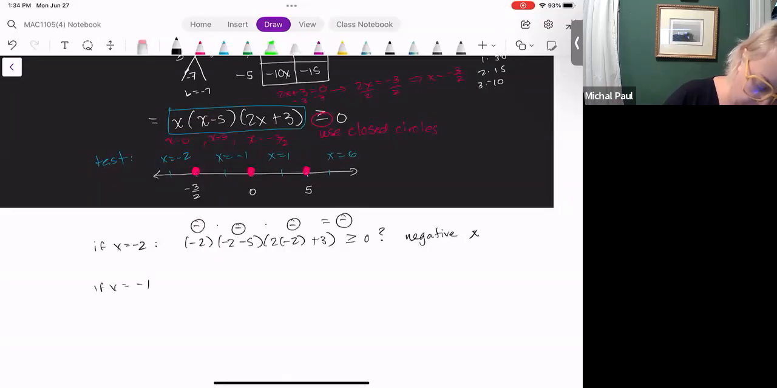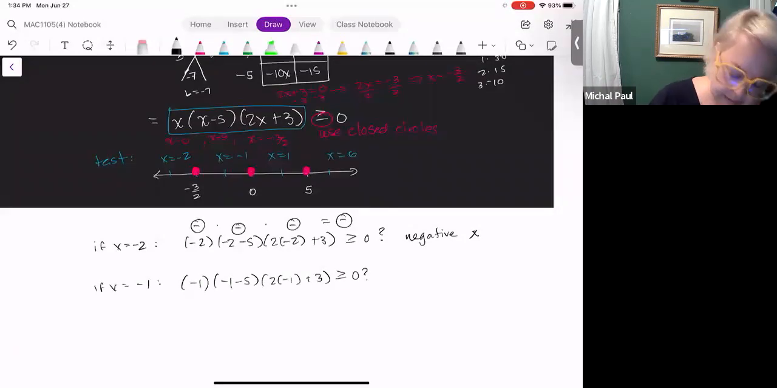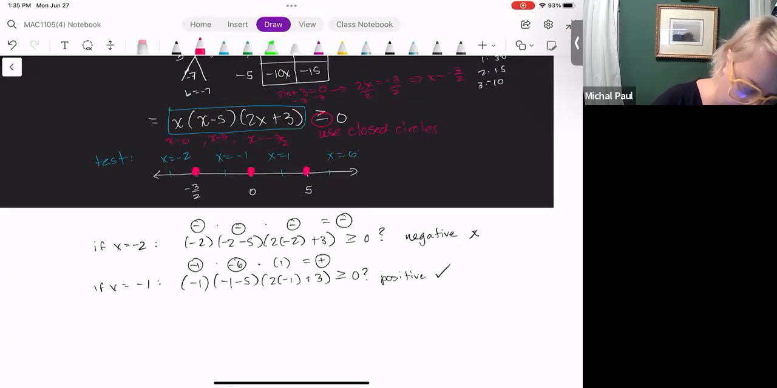If x is equal to negative 1, I'll get negative 1 times negative 1 minus 5 times 2 times negative 1 plus 3. This is a negative. Negative 1 minus 5 is negative 6. And this is 2 times negative 1, which is negative 2, plus 3 is positive 1. That answer is going to be positive. So this part of the number line is in my solution.